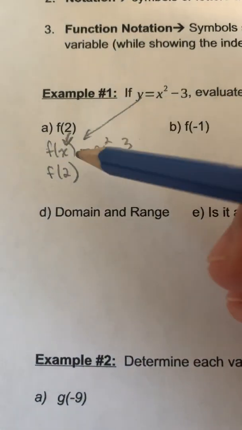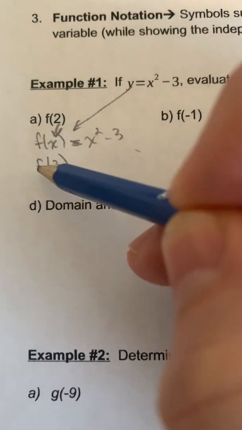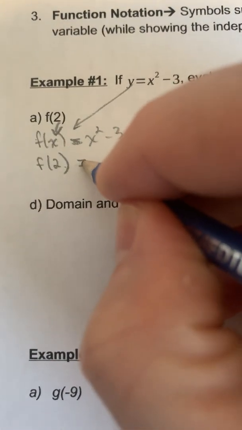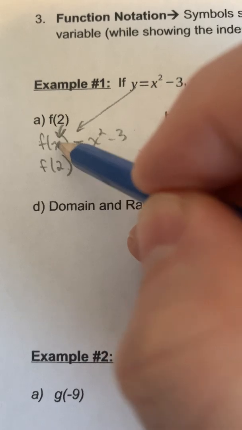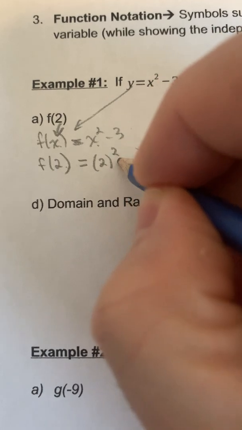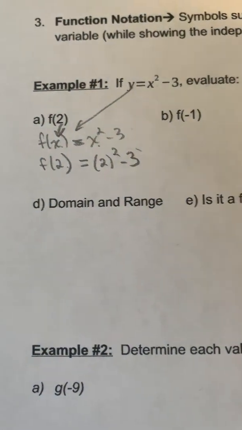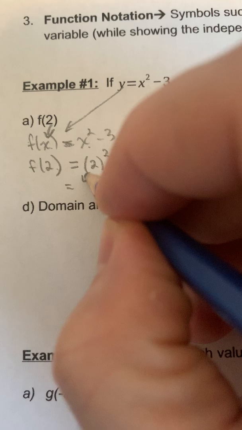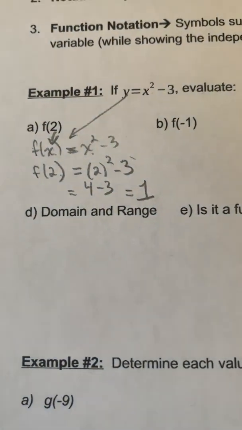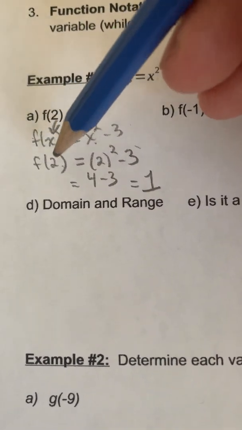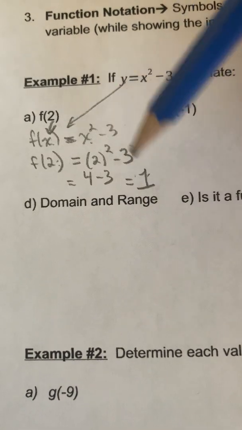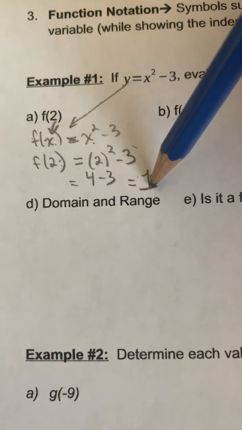What that means is they want to know, what does this equal when we substitute 2 into our x? Since we put 2 into this x, we have to put 2 into this x as well. So it becomes 2 squared minus 3. 2 squared is 4, minus 3 gives you the answer of 1. So when x is 2, y is equal to 1. If you had to find a point on the graph, it would be (2, 1).